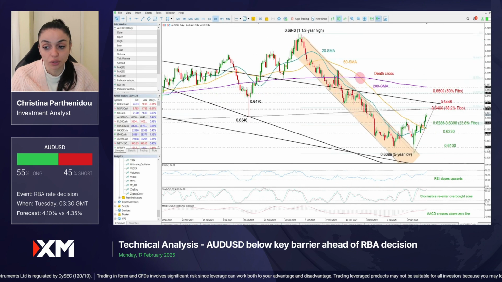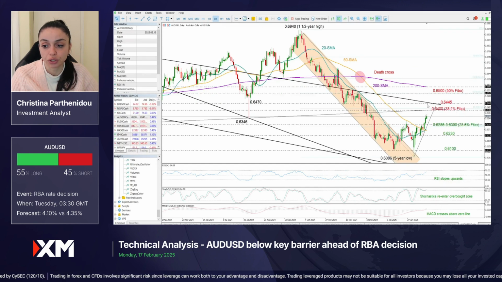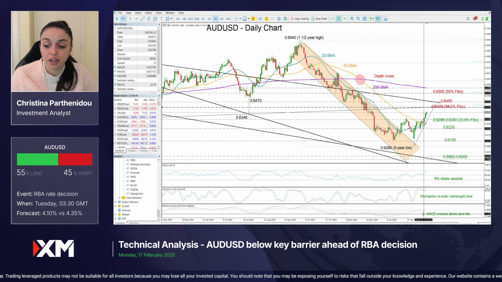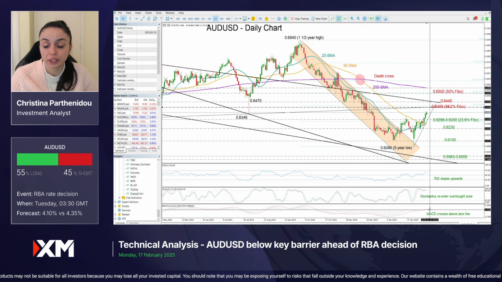So I would like to see a clear close above this region before targeting the 0.65 round level, where the 50% Fibonacci mark is located, and the 200-day moving average. Looking at the technical signals, both the RSI and the MACD are fluctuating in the positive region, so the short-term bias is looking positive, but some caution is required as the stochastic oscillator has already entered the overbought zone.